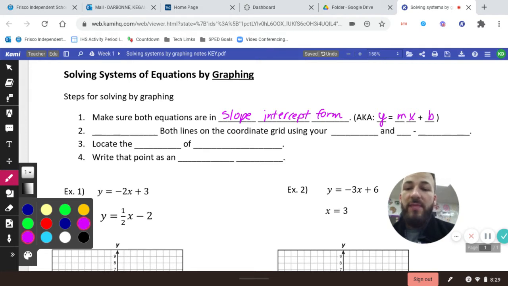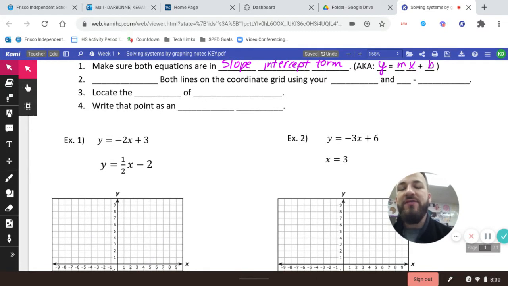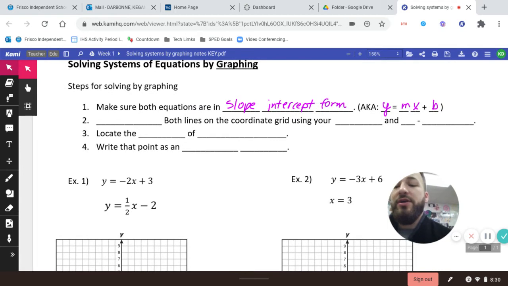Okay. So the first thing we're going to check, we're going to work as we fill out our steps for solving by graphing, we're going to work through example 1 at the same time. So on example 1, we have y is equal to negative 2x plus 3, and we have y is equal to 1/2 x minus 2. So both of these functions are in slope-intercept form, so we're good to go on step 1.